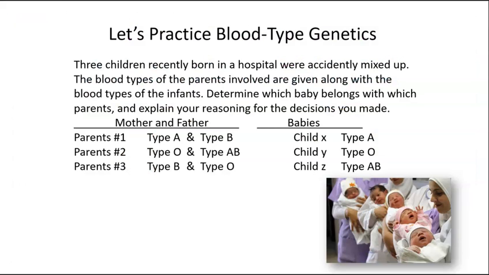So let's practice blood type genetics. 3 children recently born in a hospital were accidentally mixed up. I smell a lawsuit. The blood types of the parents involved are given along with the blood types of the infant. Determine which baby belongs with which parents and explain your reasoning for the decisions you made. Okay, so we can use our Punnett square to help determine the likelihood of the blood types of the children between 2 parents if we know the genotype of each parent.